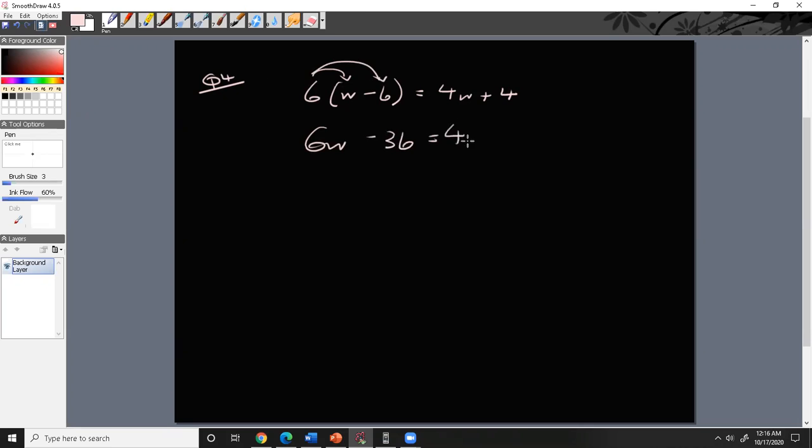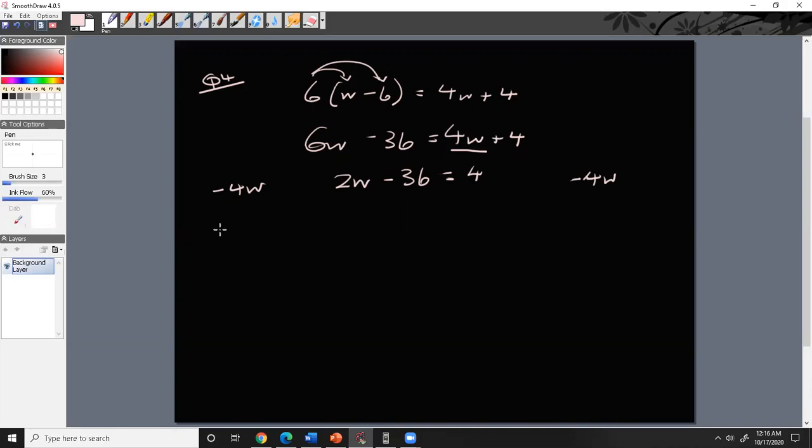Next one then is question 4, and this question is 6 bracket w minus 6 is equal to 4w plus 4. So we're going to expand the brackets. 6w, 6 times minus 6 is minus 36, is 4w plus 4. The smallest number of x's is 4w, so we're going to take 4w from both sides. So that is going to leave 2w minus 36. 4w minus 4w is 0, so you're just going to be left with 4 on that side.